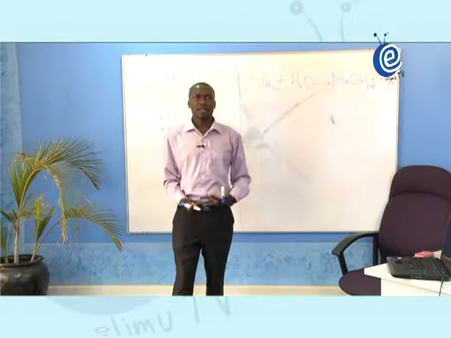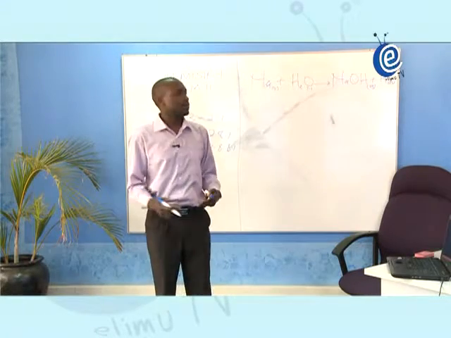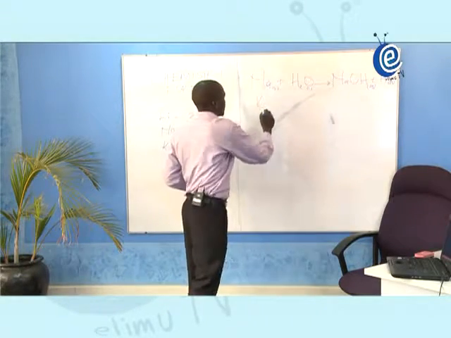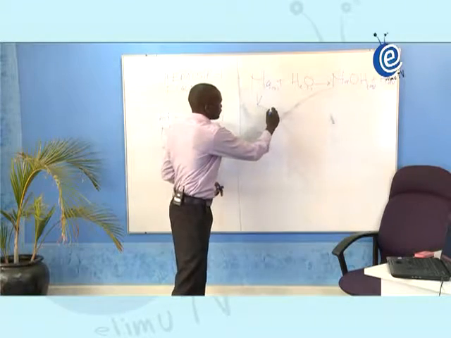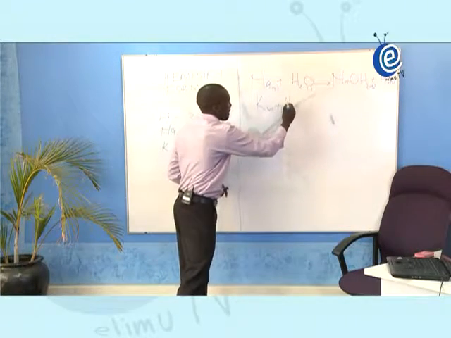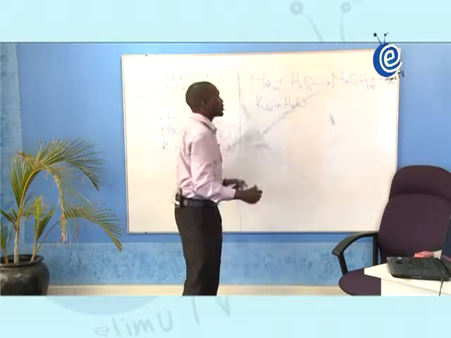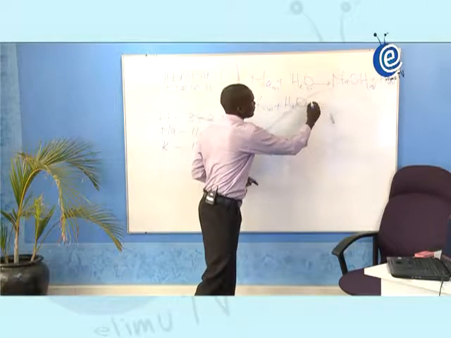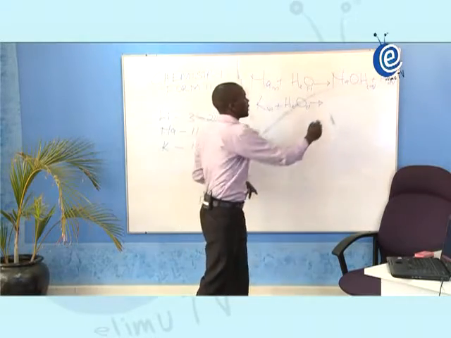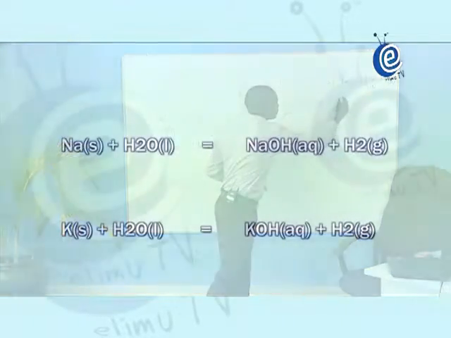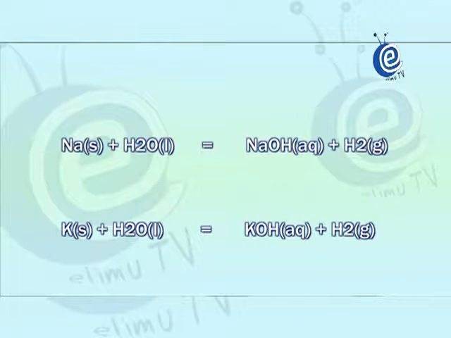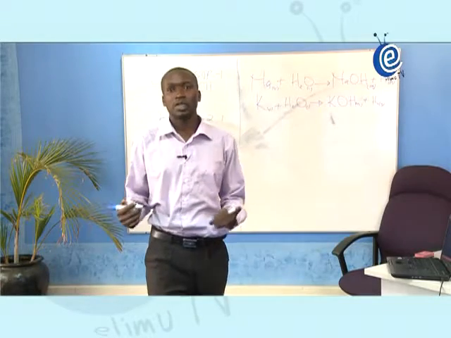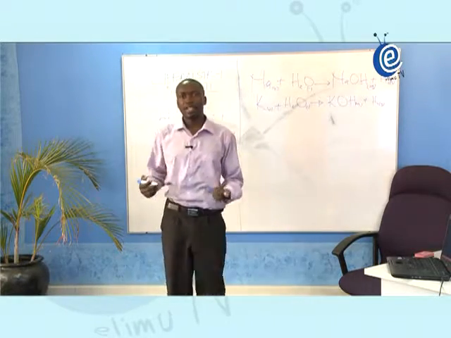So the reaction between potassium and water is also the same thing. Potassium, chemical symbol for potassium is K. It's a solid plus water. Water is a liquid. We have potassium hydroxide plus hydrogen gas. Sorry.